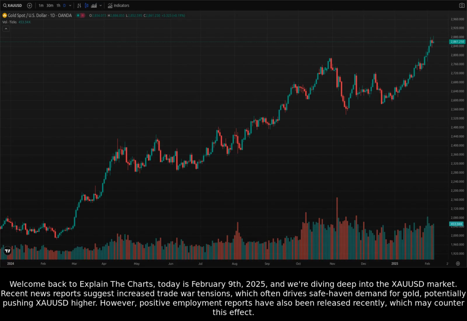Today is February 9th, 2025, and we're diving deep into the XAUUSD market. Recent news reports suggest increased trade war tensions, which often drives safe haven demand for gold, potentially pushing XAUUSD higher. However, positive employment reports have also been released recently, which may counter this effect.